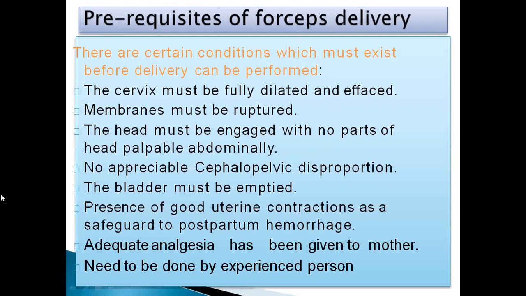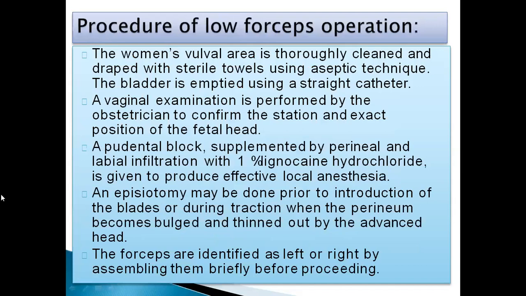Analgesia should be given, episiotomy should be given, then consent should be taken before that, an experienced person should perform it, and a neonatologist should also be present. As prerequisites, you should remember which points are not included here. PV examination means we have to check the head position once again, that is not written here, you should remember that. Informed consent is not written, neonatologist is not written, so you should write down that also.